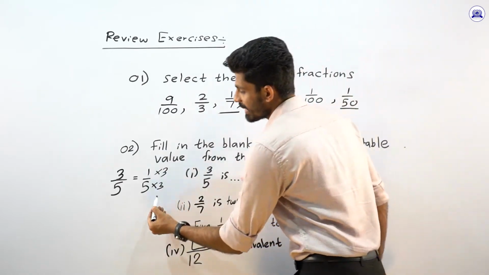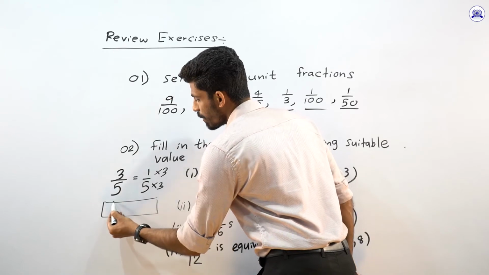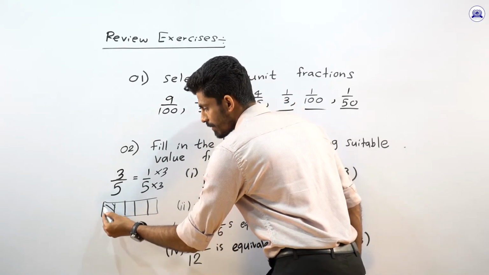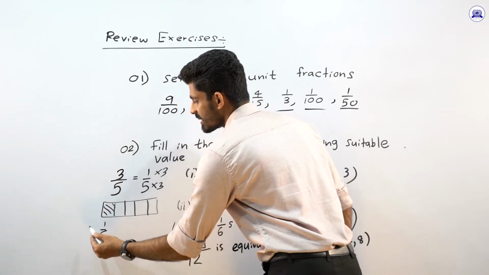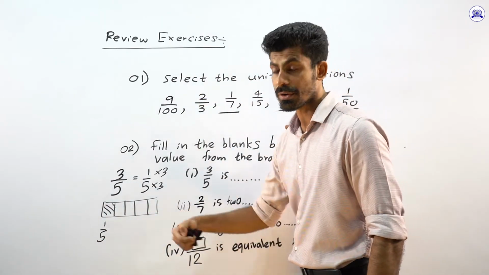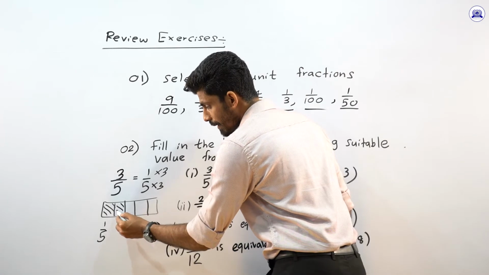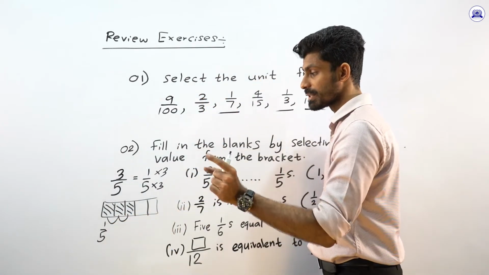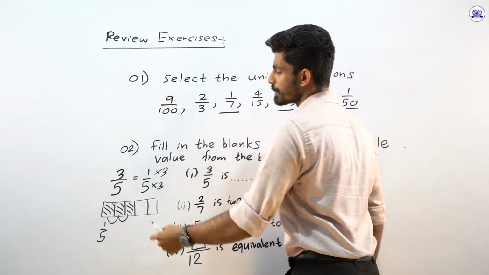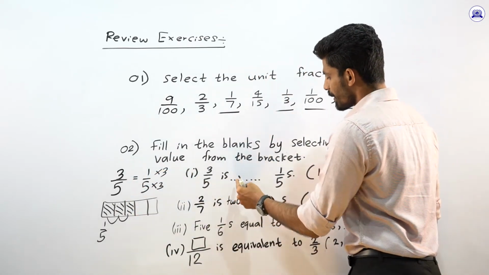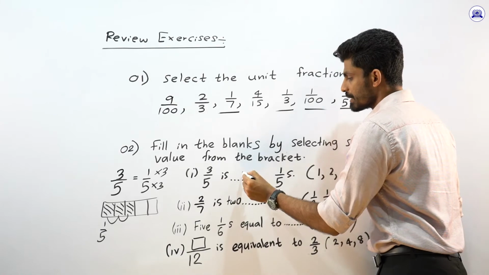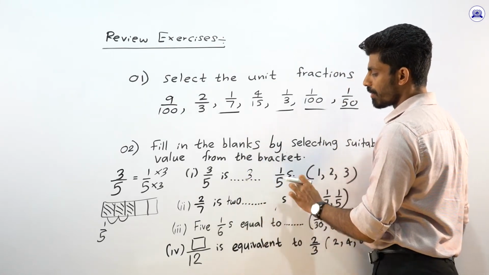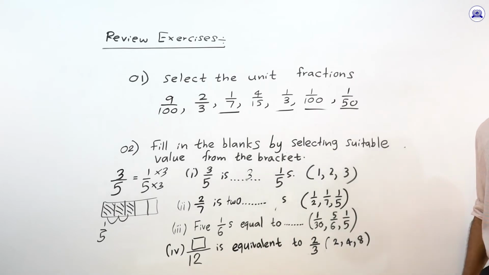3 times 1 over 5. Just consider this figure: 1, 2, 3, 4, 5, right? This is 1 over 5, this is 1 over 5, this one is 1 over 5. So 1 over 5 multiplied by 3. How many portions are there? 3 portions. Like that, 3 portions should equal 3 over 5. 3 over 5 is equal to 3 1 over 5s.